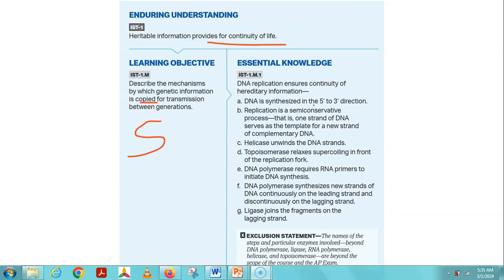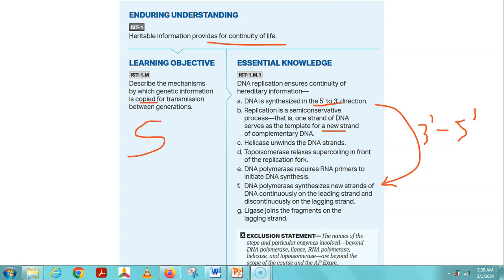So it's built in the 5' and 3'. Polymerase, which is the builder, reads 3' and 5', which uses just different carbons. And I can show you a picture in a second. But replication is when one strand is old and one strand is new.